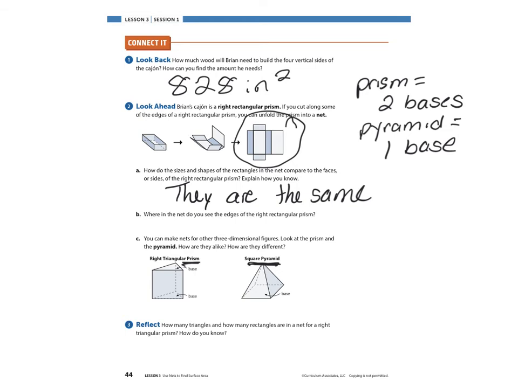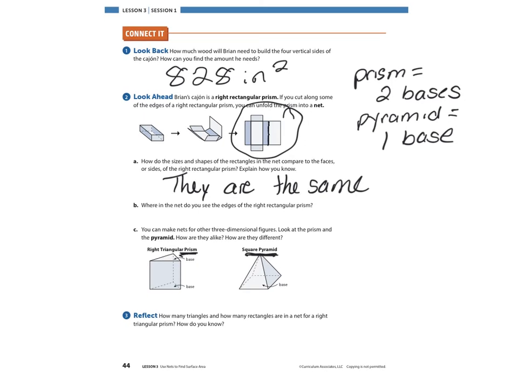Question B, where in the net do you see the edges of the right rectangular prism? Okay, you see the edges. The edges are these lines that separate here. Where do you see those edges at? They are the sides of the rectangles. Okay, so make sure you're copying this down.